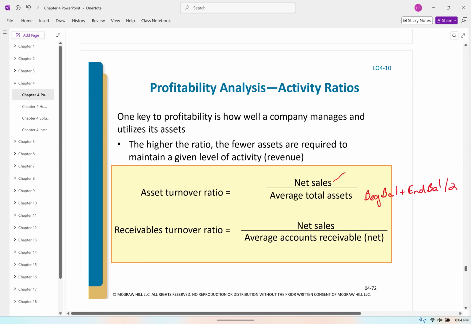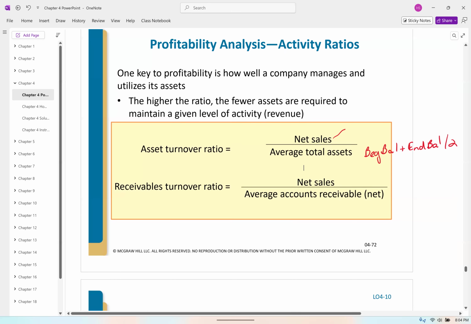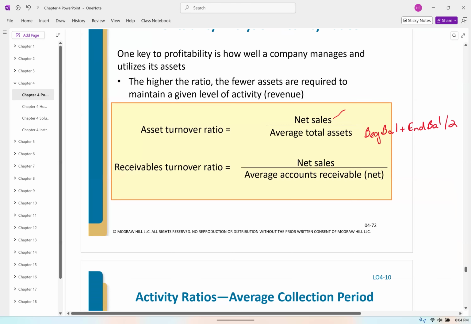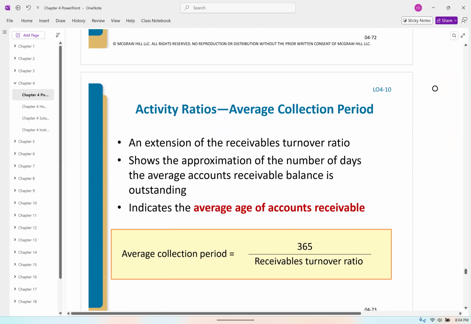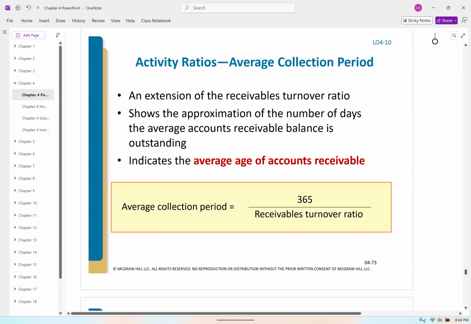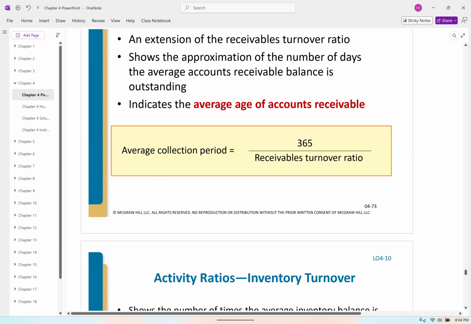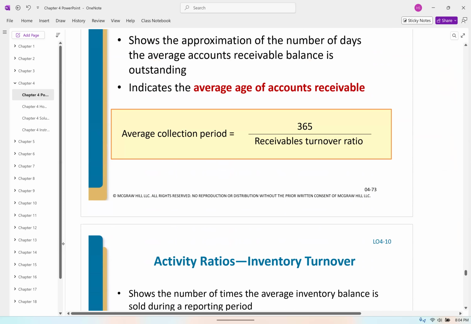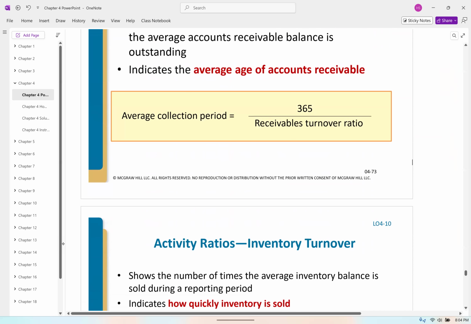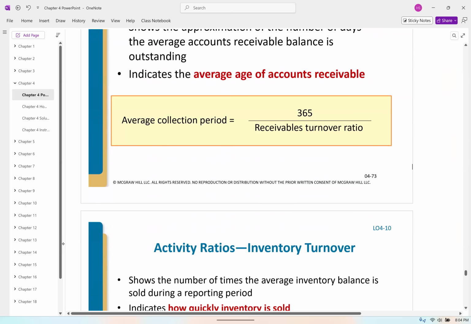Then the receivables turnover ratio, you can do net sales divided by average accounts receivable, net. Average accounts receivable, again, beginning, ending, divided by 2. And when they say net, they mean net of the allowance for doubtful accounts. Then you can take that receivables turnover ratio and use it to find the average collection period, 365 divided by that ratio, and see how long it takes us to collect an average receivable.